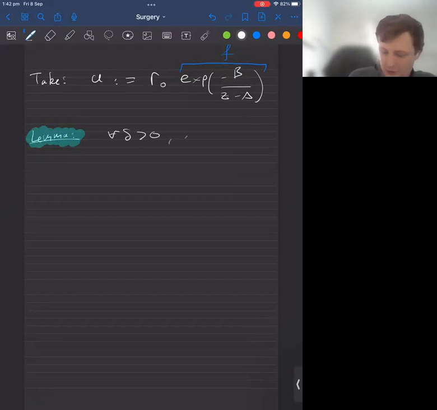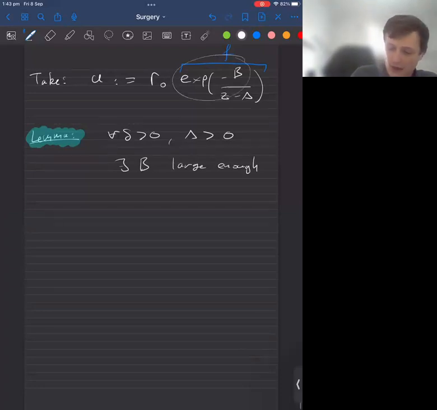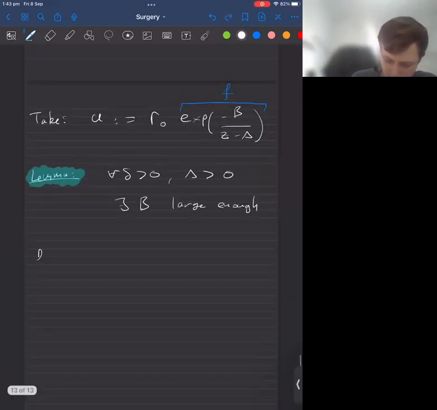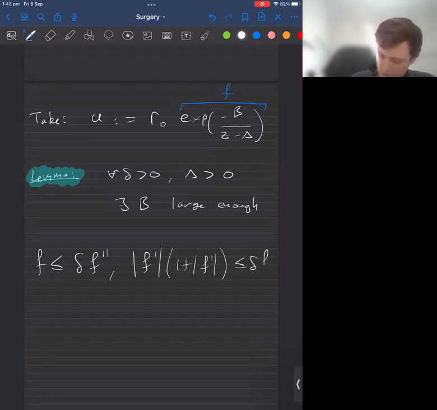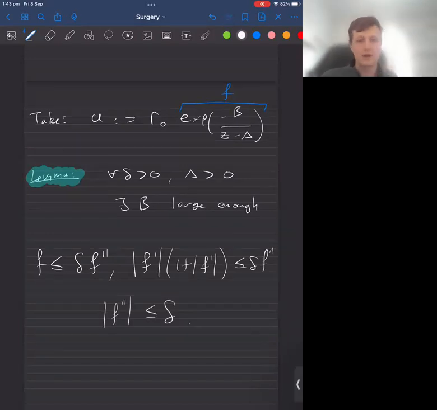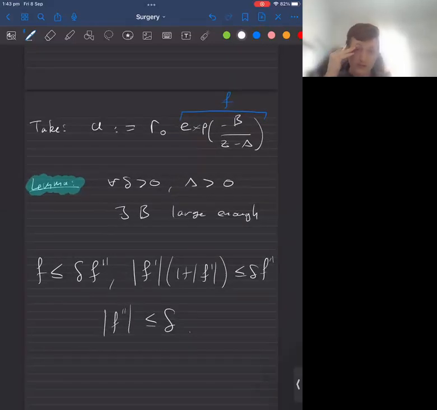For all delta larger than 0, maybe theta, and lambda larger than 0, there exists a b large enough so that I can control the derivatives of f in a very nice way, meaning f, for instance, is bounded by the second derivative. I get this relation for the first derivative. And finally, the second derivative is also bounded by tilde. Okay, so I can basically make everything as small as I want. So that's quite nice.